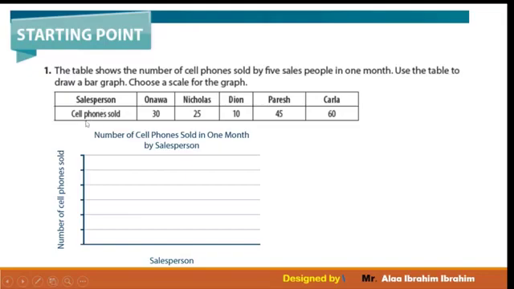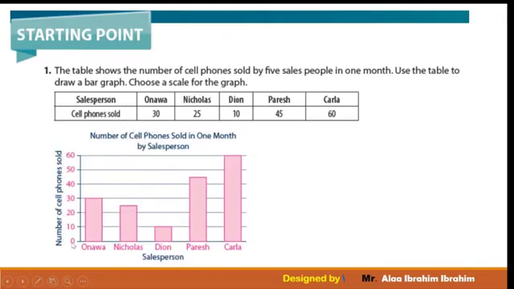We have salespersons here, and we have cell phones sold. So we are dealing with numbers and names. How to represent this? I have to put the salesperson here and the numbers. The numbers are always vertical, and the names or descriptions for something will be down. So I have to represent it in this form.